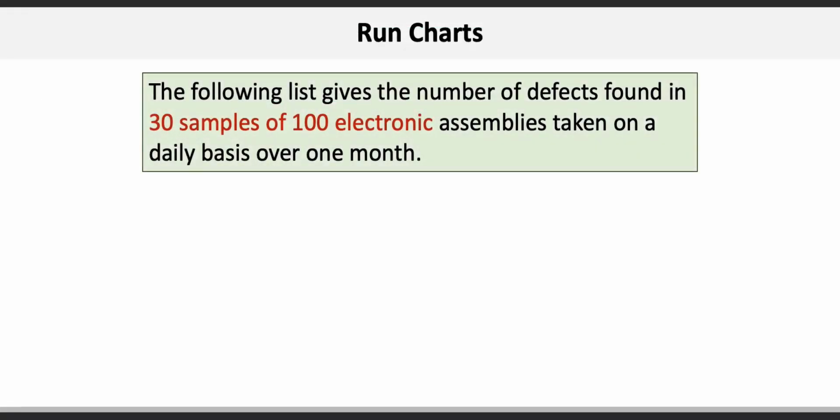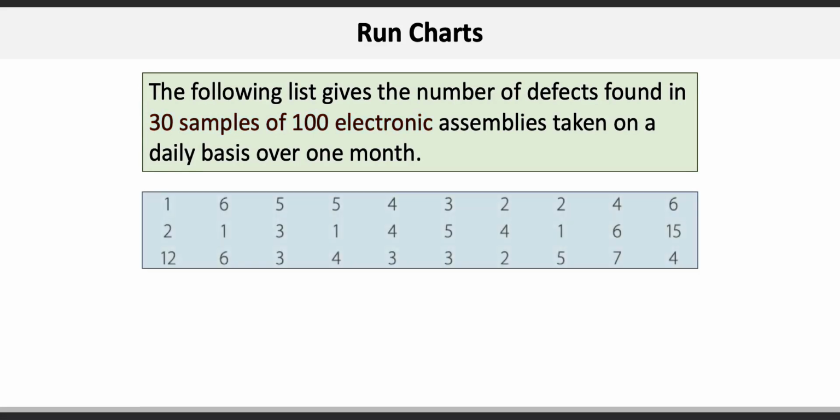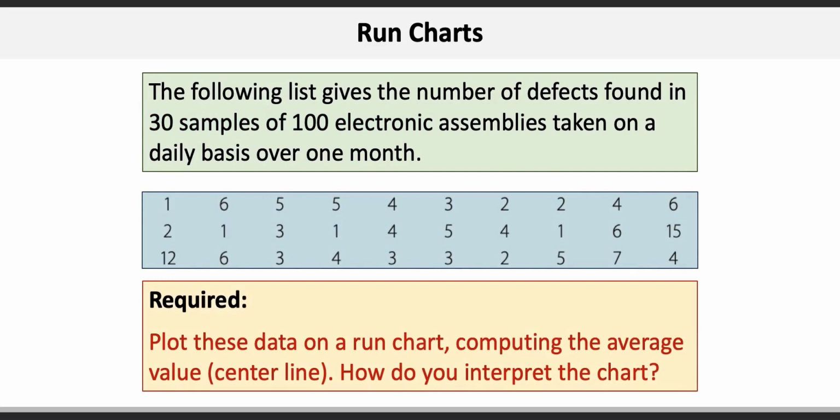The following list gives the number of defects found in 30 samples of 100 electronic assemblies taken on a daily basis over 1 month. The requirement for this problem is simply to plot these data on a run chart, compute the average value or center line, and then interpret the chart.